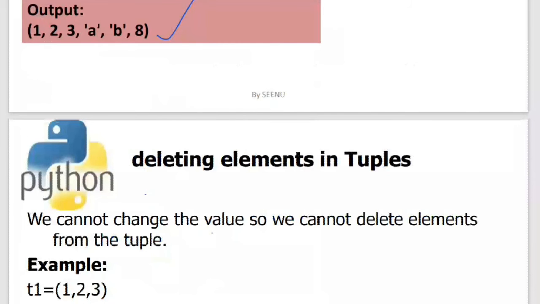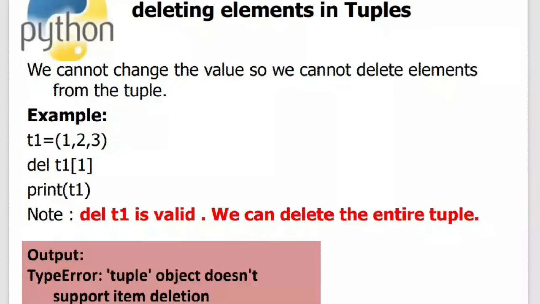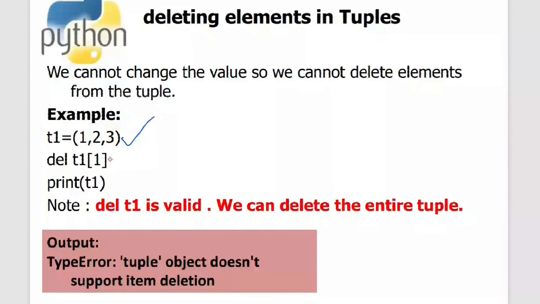Now deleting elements in tuples. Let us look into this operation. I have a tuple which is 1, 2, 3, and I want to delete the element at index number 1. What is the element at index number 1? It is 2, so I want to delete 2. What is the error that I'm getting? Because tuples are immutable, you cannot delete anything from a tuple. It says tuple object doesn't support item deletion.